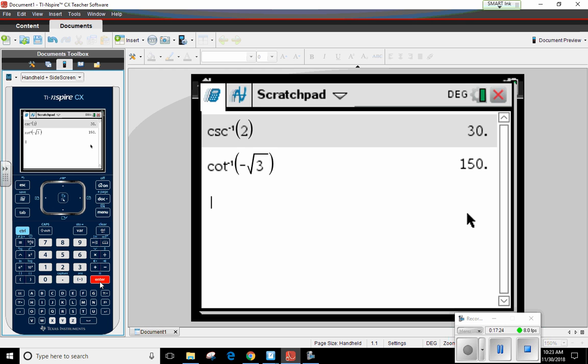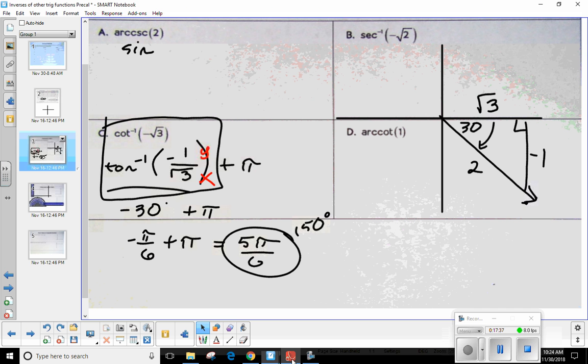Okay. Now remember, you only have to add pi if the ratio for cotangent inverse is negative. If it's positive, you'll simply take the reciprocal. If it's 0, your answer is pi over 2. You don't have to worry about anything else. Right. Anybody having trouble?